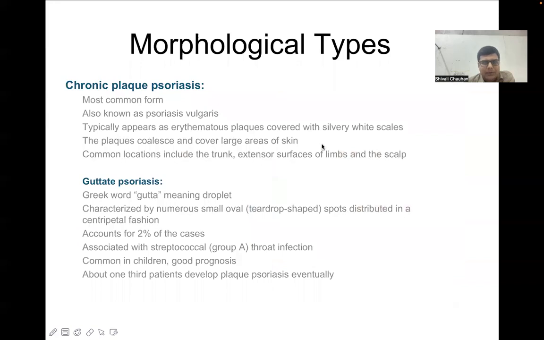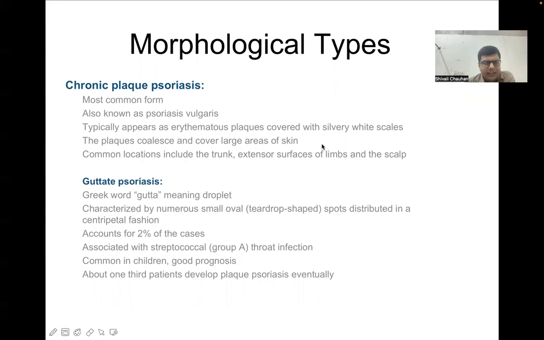So what are the types of psoriasis? On the morphological basis, there is chronic plaque psoriasis, which is the most common type, also known as psoriasis vulgaris, typically appearing with erythematous plaques covered with silvery white scales. The plaques coalesce and cover large areas of skin. Common locations include trunk, extensor surface of limbs, and scalp.